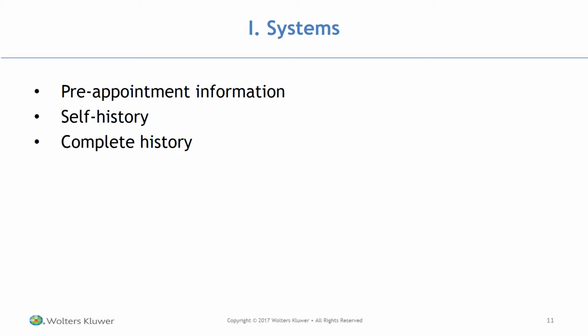Then let's look at the self-history. Because a self-history can be prepared at home, the history form can be provided online for the patients to download and complete, and then send it via email. We talked about that a little bit with the pre-appointment information. So they can mail it or email it. If they're emailing it, it does need to be a secure email that they're sending it to. Most people prefer not to do that.